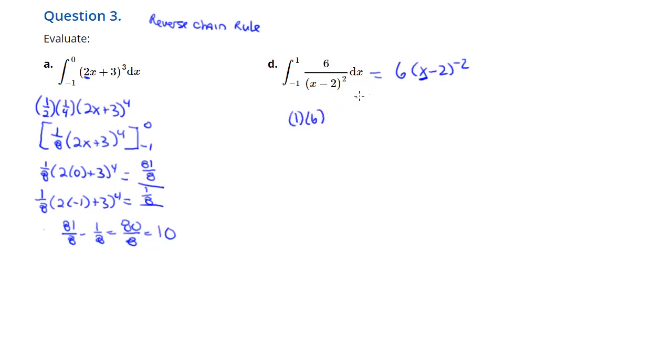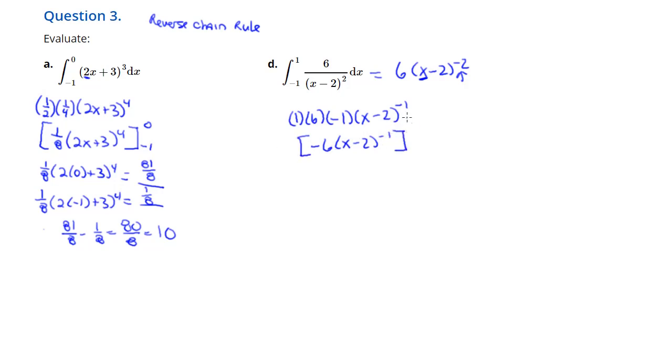And then 6, I'm going to leave a space here. And then I'm going to write the insides. It's going to be x minus 2. And then I'm going to raise the -2 up by 1, so that's going to be -1. The reciprocal of -1 is 1. And now all I'm going to do is multiply. I'm going to get -6 times x minus 2 to the -1 power.